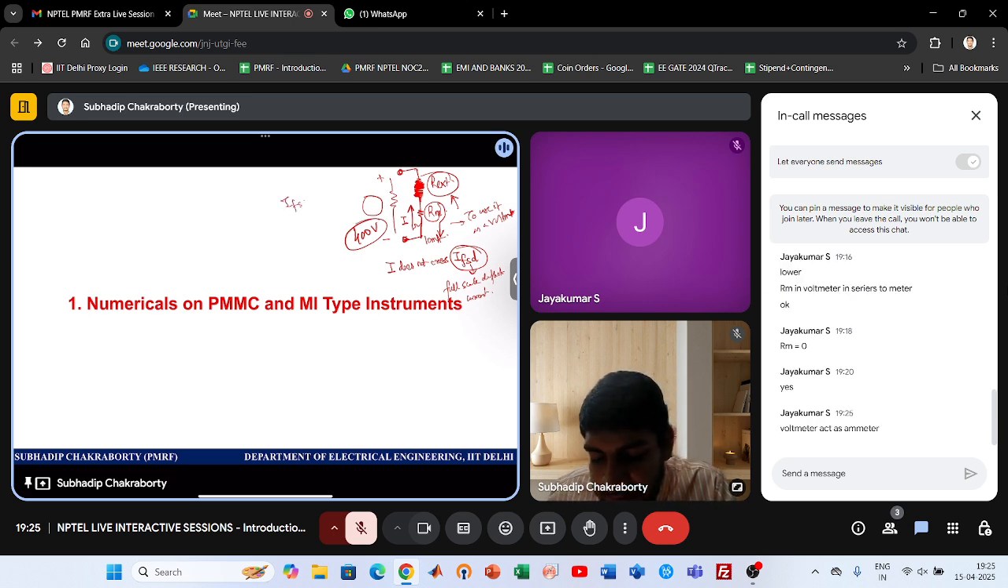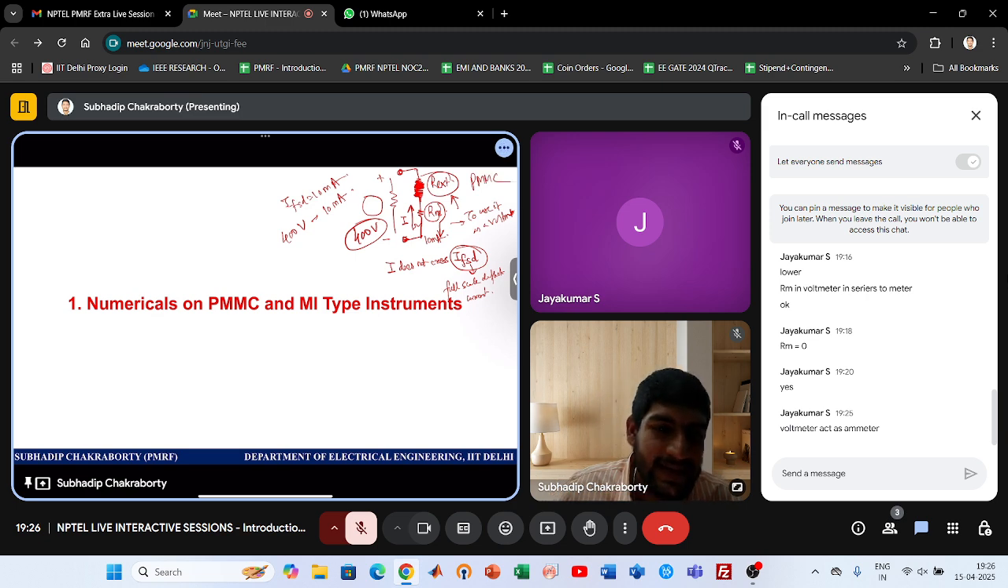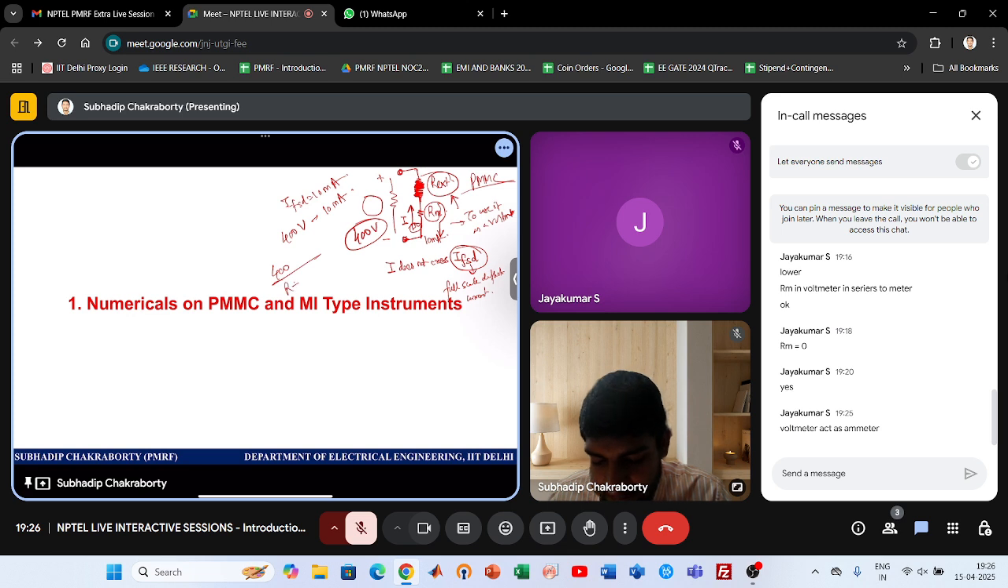You know the full scale deflection current is 10 milliampere. So I also have the information that for 400 volts I need 10 milliampere current. And let's say it is a PMMC type, so it is a linear instrument. So what is the extra resistance? This is 1 ohm. So 400 by (Rm plus R external) should be 10 milliampere.